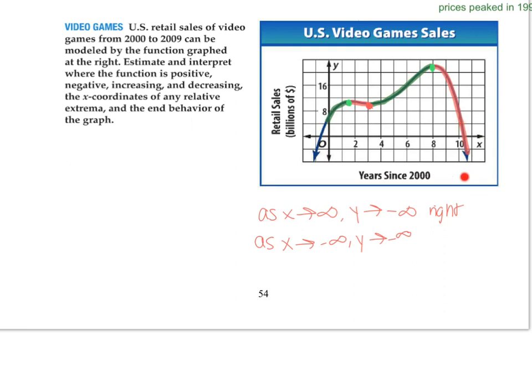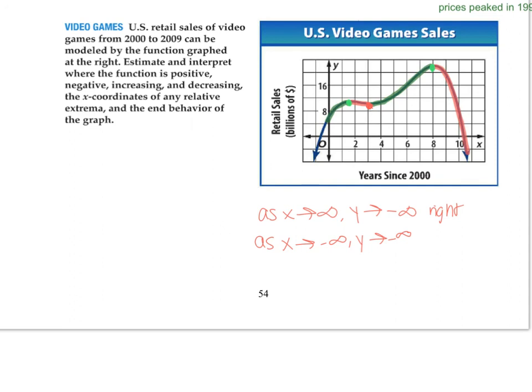So as time goes on, we're going to negative infinity. If we go backwards in time, it approaches negative infinity. And again, in this situation, the end behavior doesn't really help because we know that sales are not going to get to the negatives, and they weren't in the negatives before 2000.